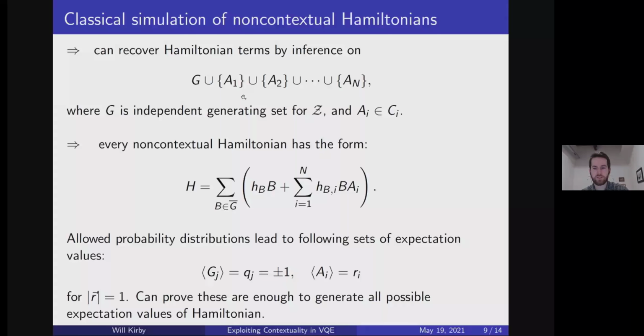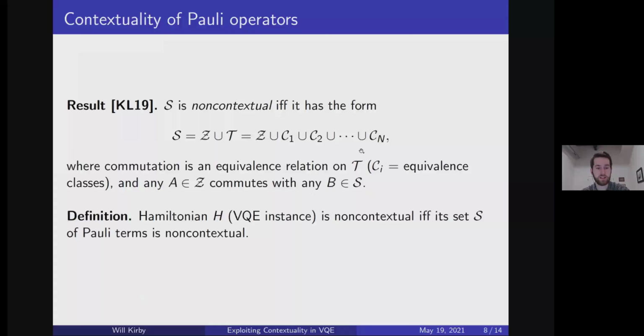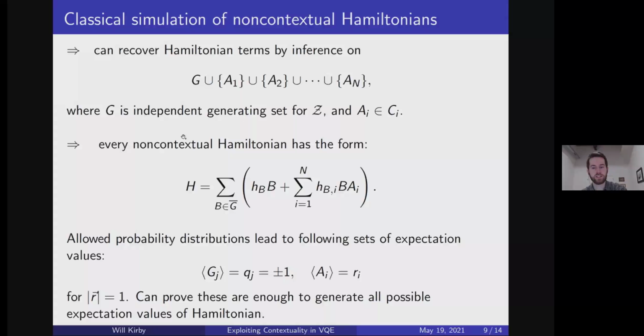Then these A sub i's are just one element from each of the commutation equivalence classes C sub i from the previous slide. So we're just taking one element from each of them. And actually, G technically needs to be an independent generating set for a maximal set of Pauli operators that commute with each other and all of the terms in S. But we can still efficiently compute that generating set. So everything is efficiently classically determinable here.